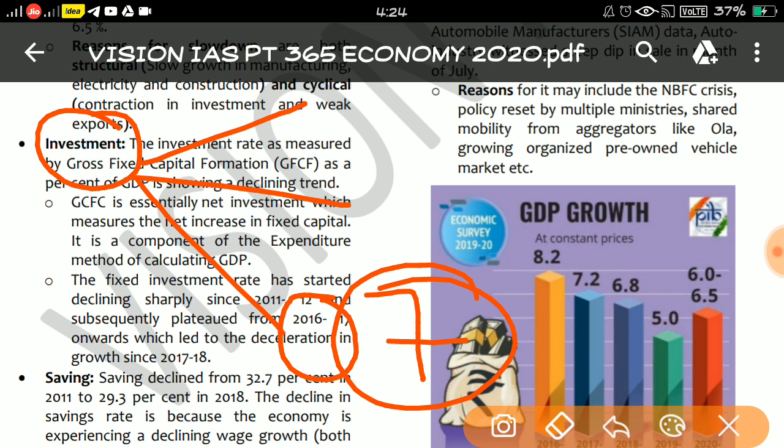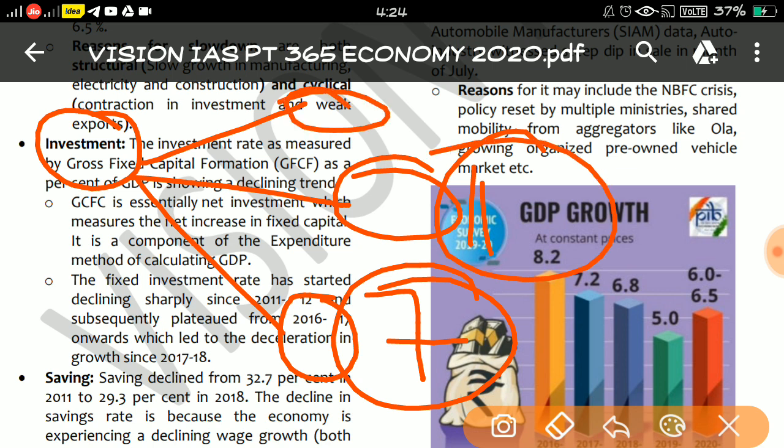If you consider the private corporate investment, you will find that it is also stagnant at around 11-12%. But if you look at the household investment, it is decreasing. In 2011 it was 16%, but as of now it is 10.5% in the fiscal year 2017-18. So this data is not important.